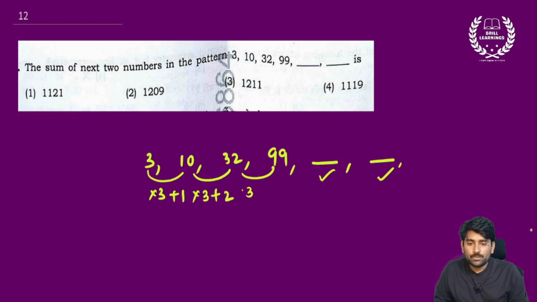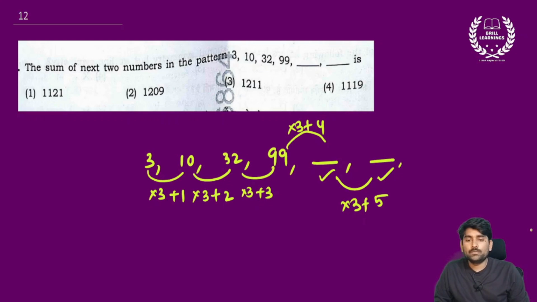32 is multiplied by 3 plus 3. Here, what do I have to do? I have to multiply this 99 with 3 and then add 4. Next I have to multiply this number and then add 4. So first find these two numbers here.